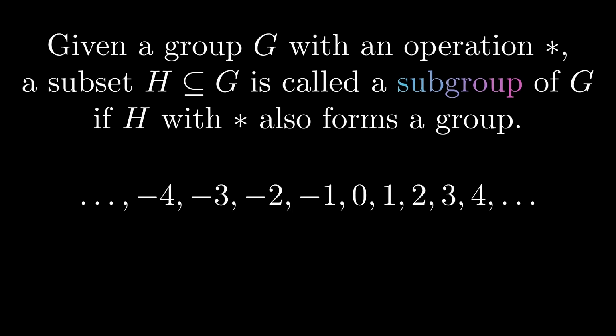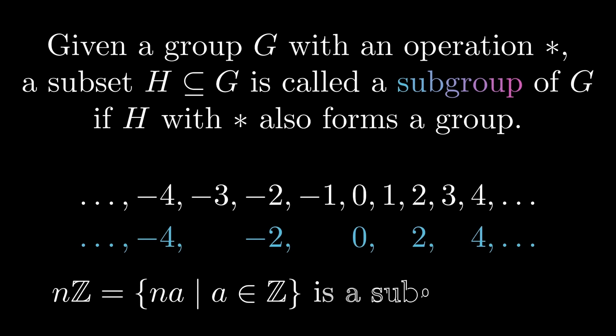In the integers, the set of even integers form a subgroup, as the sum and difference of even integers is still even. More generally, for any integer n, all the multiples of n form a subgroup of the integers.